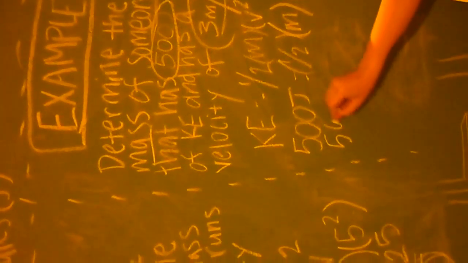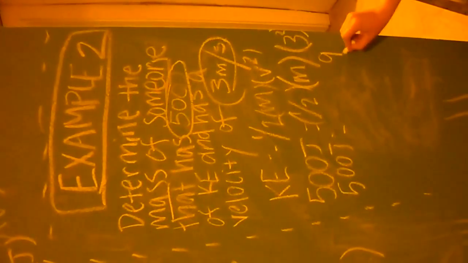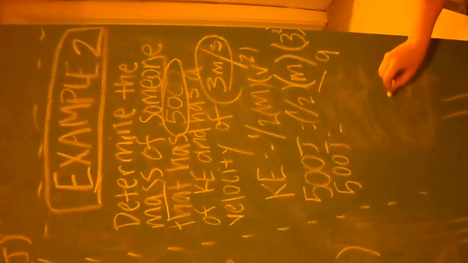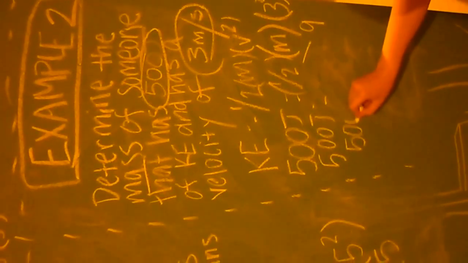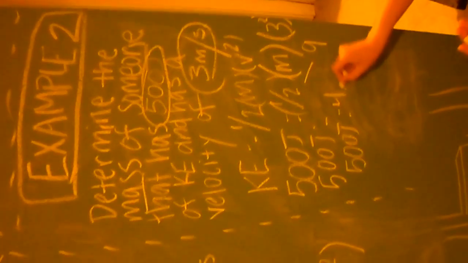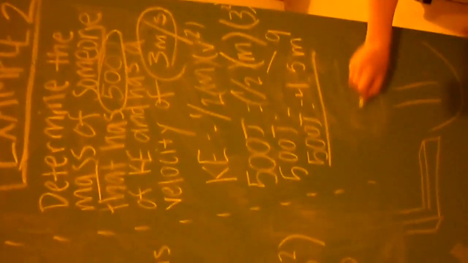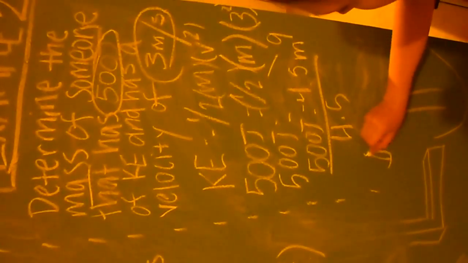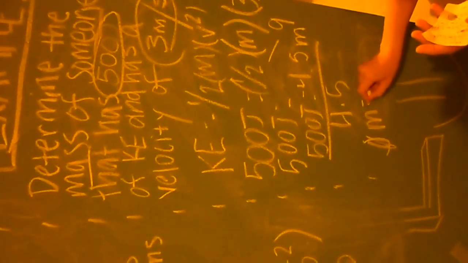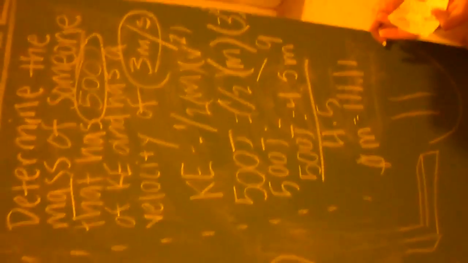So we know 500 joules is equal to 3 squared is 9, half of 9 is 4.5, so 500 joules equals 4.5 mass. So to get that even, you divide by 4.5, and you have mass equals 111.1 kilograms.